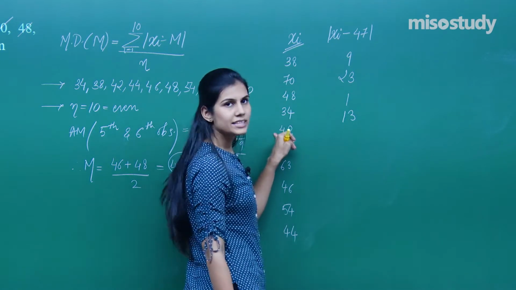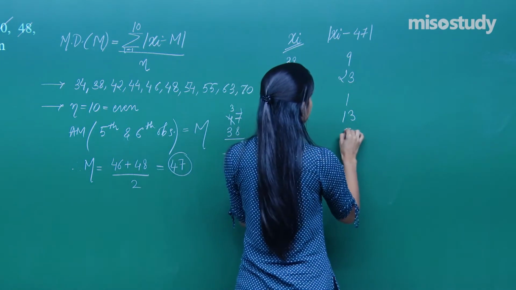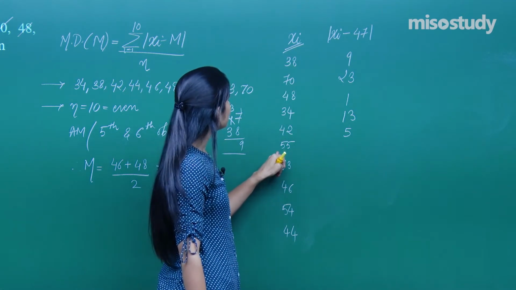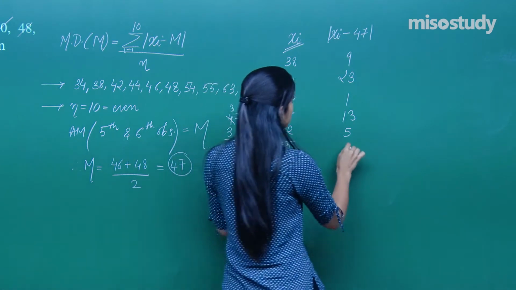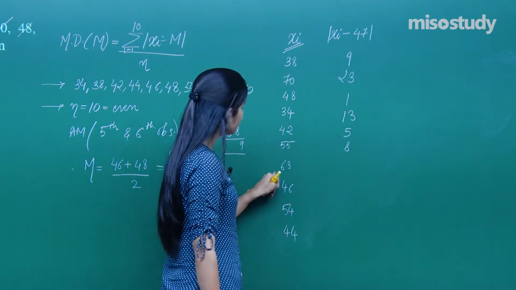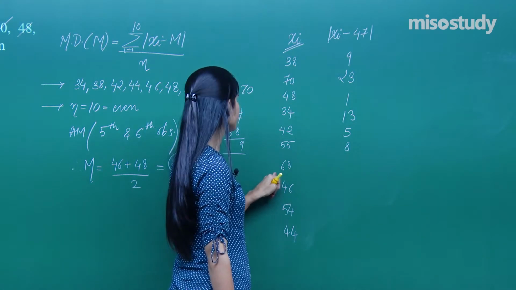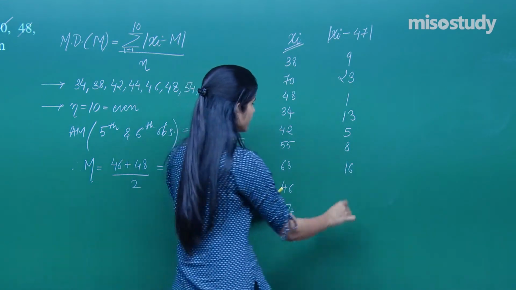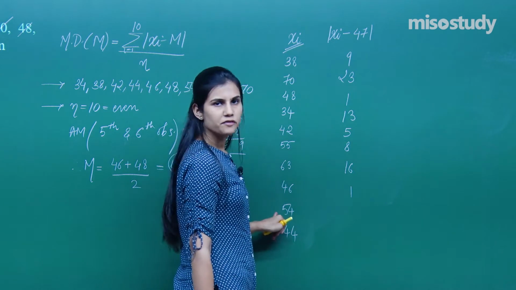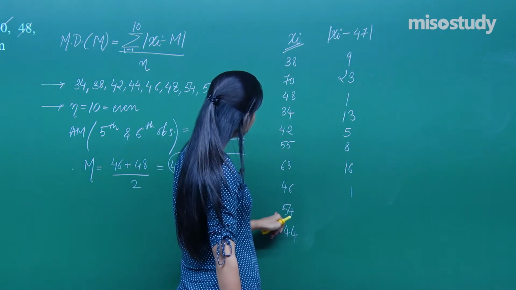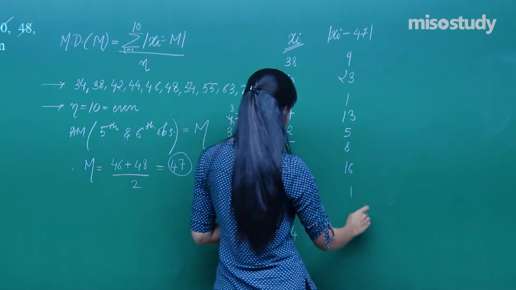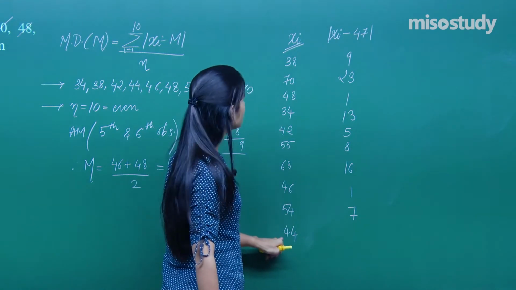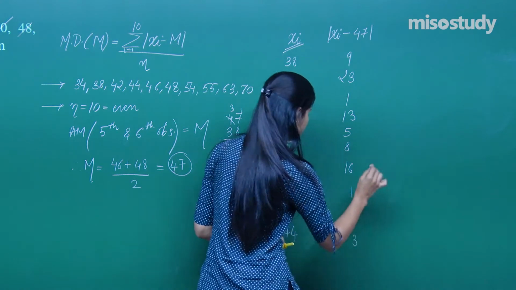42 minus 47 gives you 5. Then 55 minus 47 gives you 8. Then 63 minus 47 gives you 16. 46 minus 47, 1. 54 minus 47 gives you 7, right? And then 44 minus 47 gives you 3.